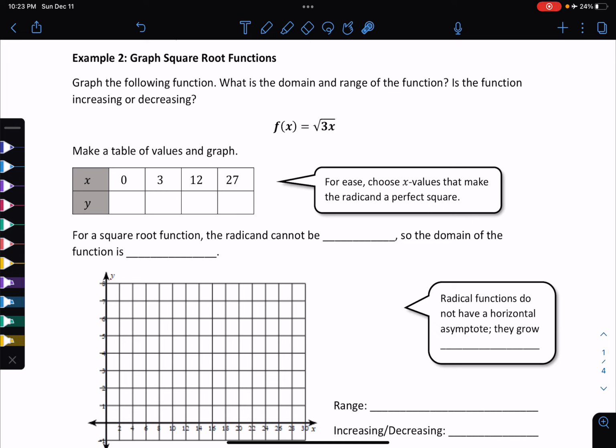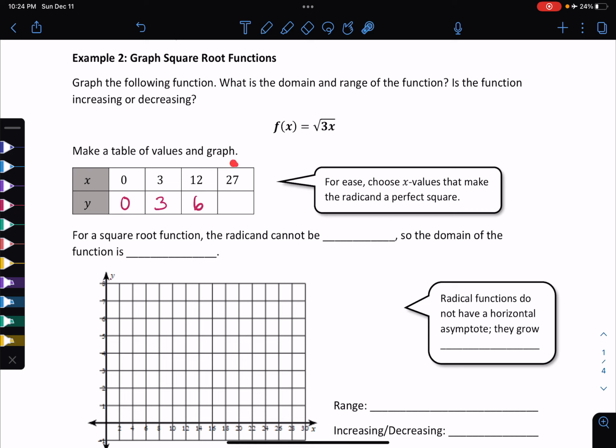So our function is f of x equals the square root of 3x. So let's make a table of values. You'll notice we've chosen some x values that make the radicand, that's this number inside, a perfect square. So when I plug in 0 to my function for x, I get 0 here. If I plug in 3, I get 3 times 3, which is 9, which is a perfect square. So square root of 9 is 3. When I plug in 12, I'm going to get 36, which is a perfect square. Square root of that is 6.